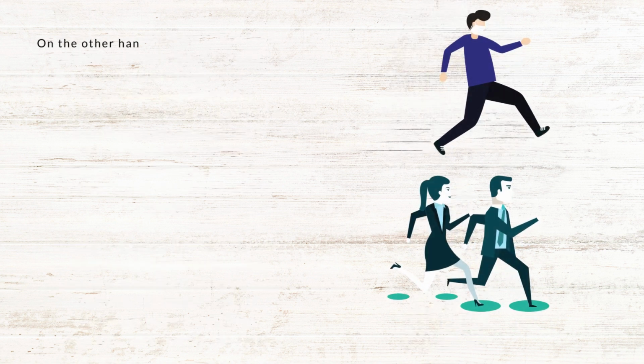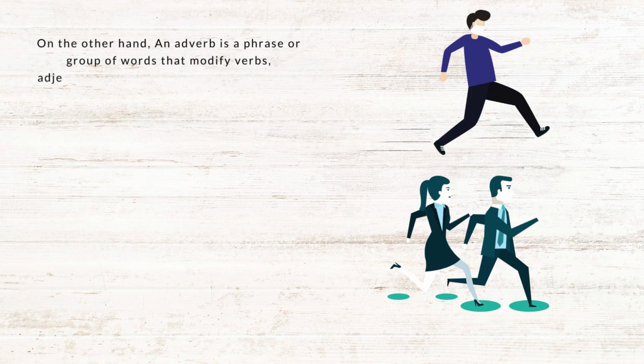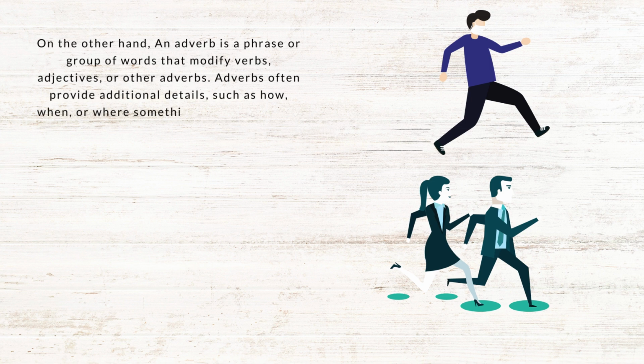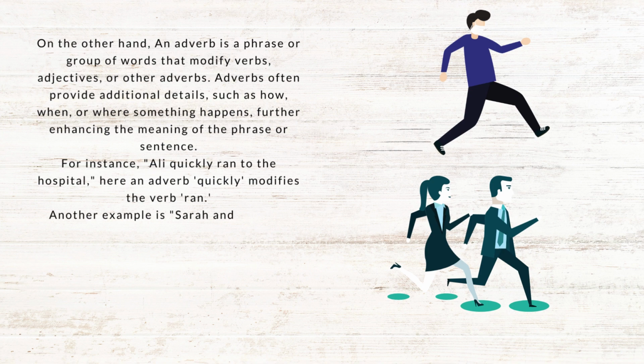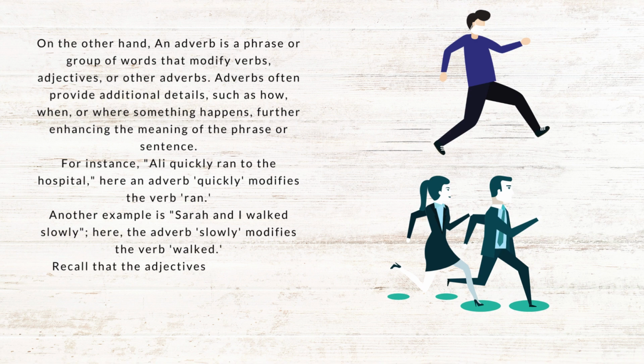On the other hand, an adverb is a phrase or group of words that modify verbs, adjectives, or other adverbs. Adverbs often provide additional details such as how, when, or where something happens, further enhancing the meaning of the phrase or sentence. For instance, Ali quickly ran to the hospital. Here the adverb quickly modifies the verb ran. Another example is Sarah and I walked slowly. Here, the adverb slowly modifies the verb walked.